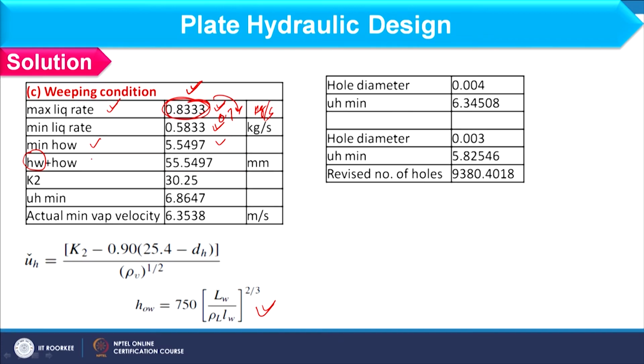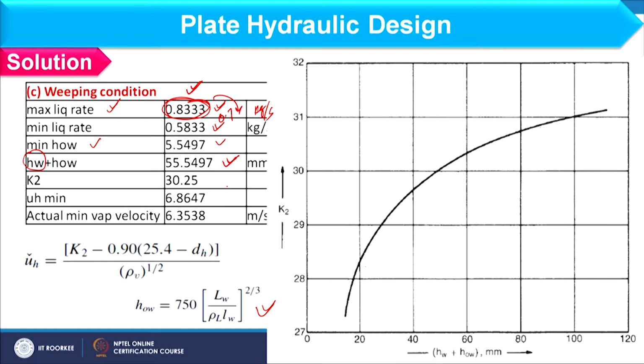So HW plus HOW you can obtain accordingly, and once you know this value, you can find out K2 from this graph, right. So K2 value you can obtain as 30.25. Now once you have the K2 value, you can calculate the minimum vapor velocity at which weeping will occur. Okay. And this is this value, and this expression you can use.